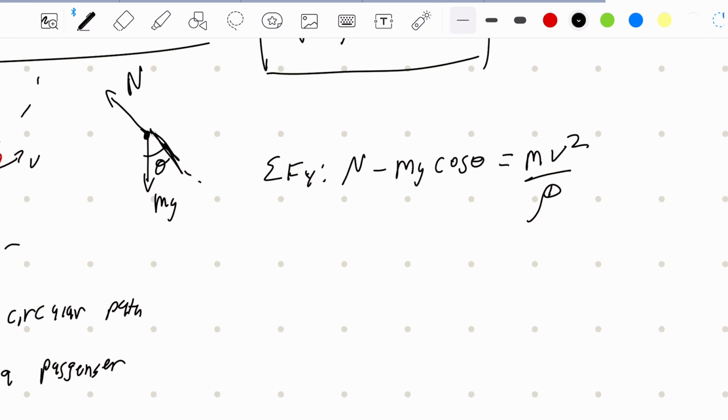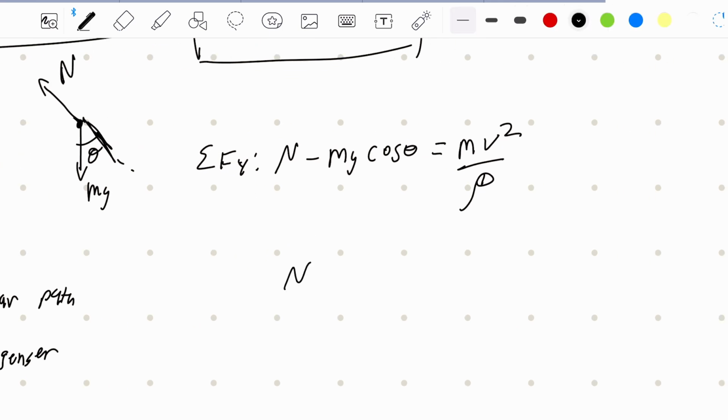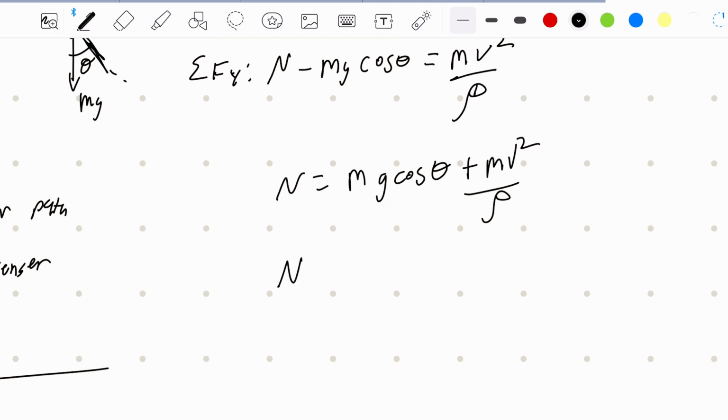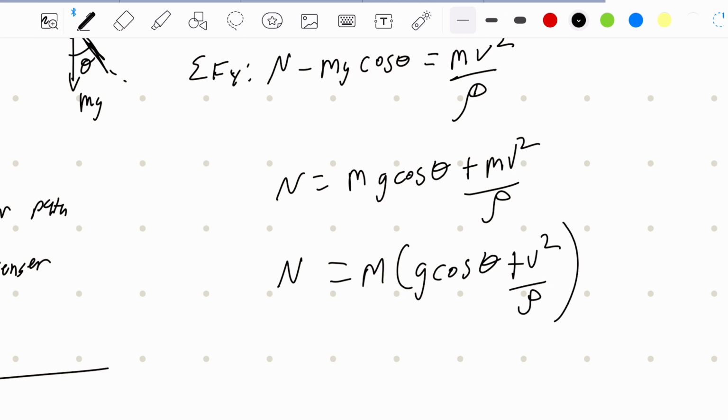Now sums of forces in the x direction. We don't actually need it for this question, so we'll negate it for now, because all it's asking for is the normal force, and we have all the variables here. So we'll say the normal force is equal to mg cosine theta plus mv squared over rho. We can actually take out the m's. We have n is equal to g cosine theta plus v squared over rho, and that would be your final expression.